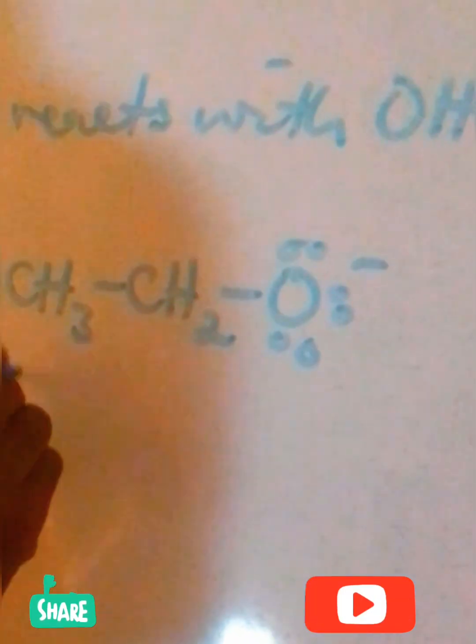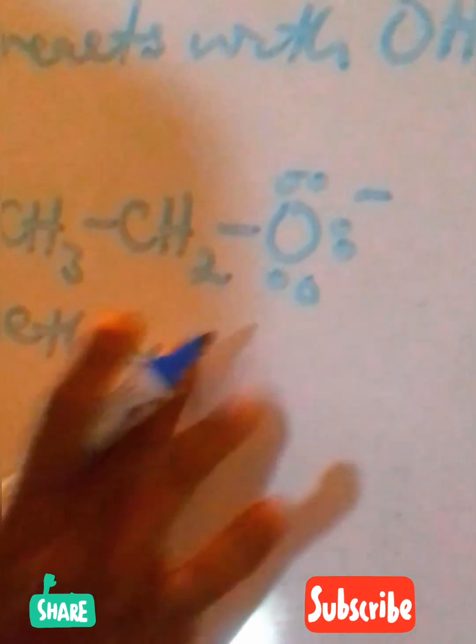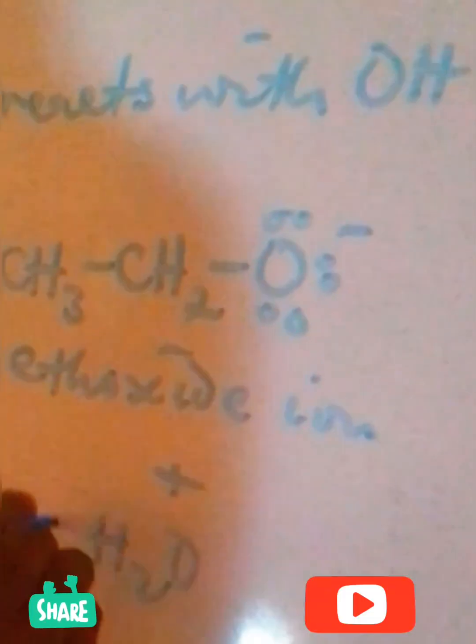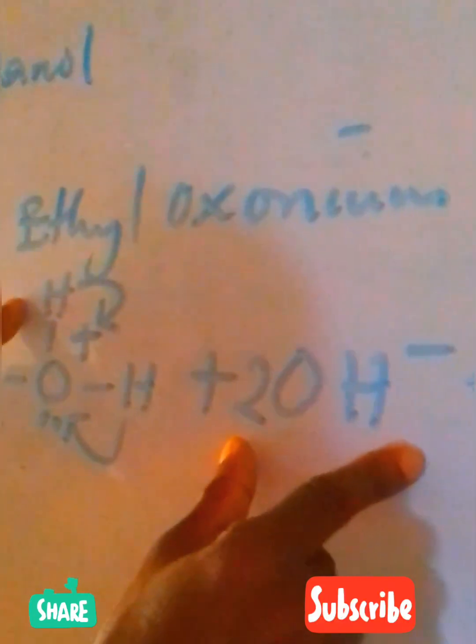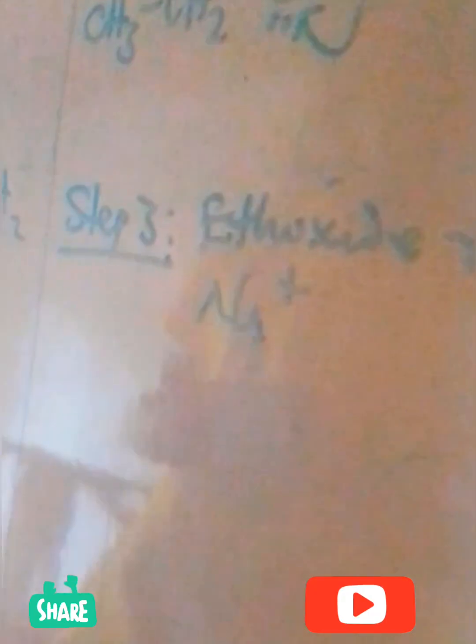This is the ethoxide ion formed. Ethoxide ion, then plus water. Two moles of water formed because of this: two hydrogen ions reacted with two OH ions to form two moles of water plus ethoxide ion. Finally, step 3. The ethoxide reacts with Na plus, sodium, to form sodium ethoxide.